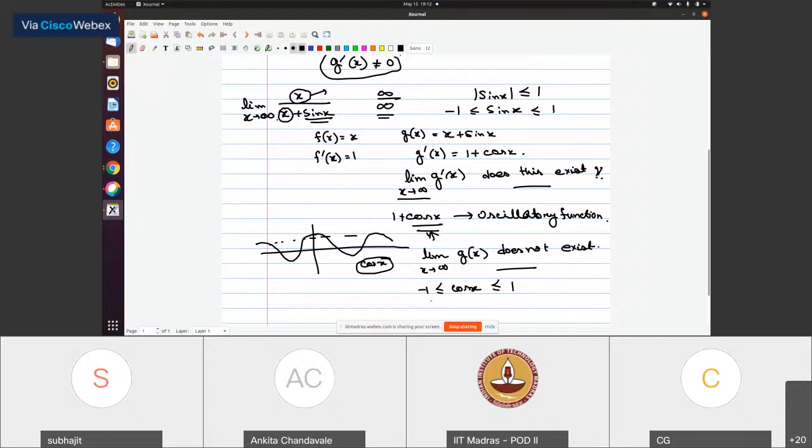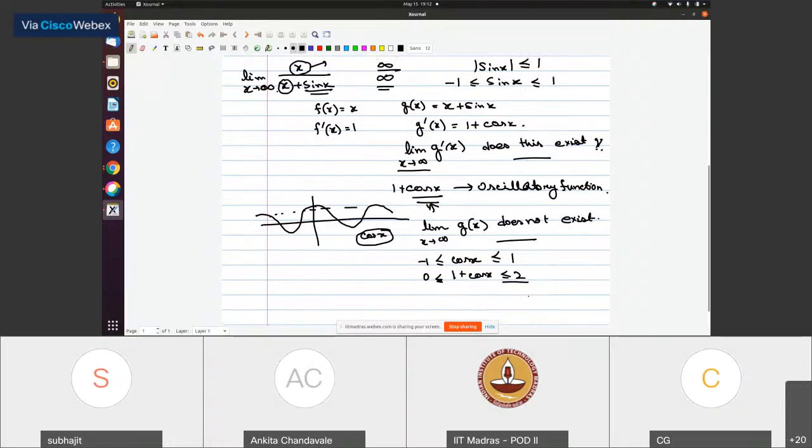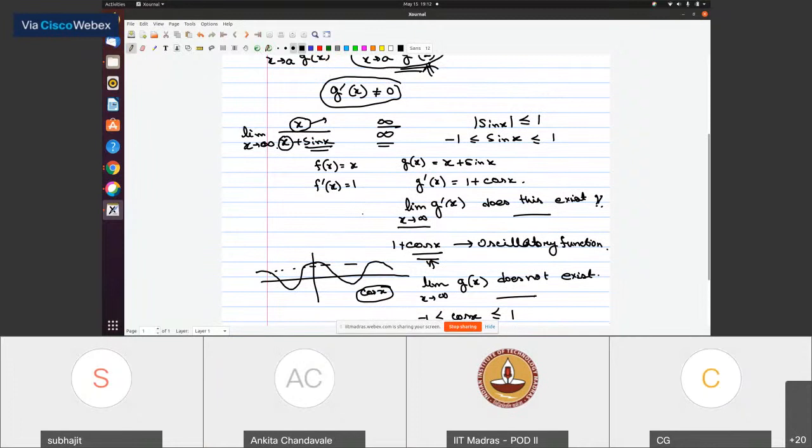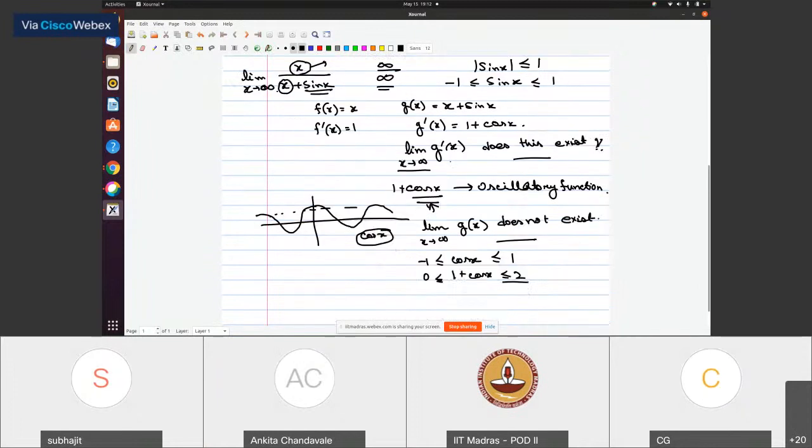Calculate 1 plus cos x, then it will be 0 to 1 plus cos x to 2. So it will fluctuate between 0 and 2, so this limit does not exist. So we cannot apply L'Hopital's rule, but can we apply it again? I mean, is this in indeterminate form now?